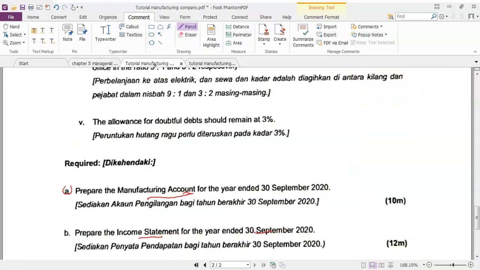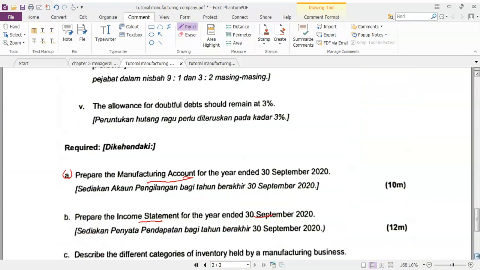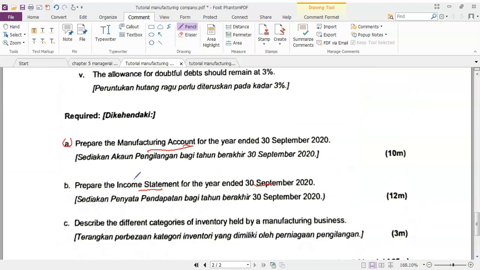Okay, macam mana, how to do income statement. The format is the same, sales minus COGS, all these things. Nanti kejap lagi saya akan ajar macam mana cara kita nak buat satu per satu.